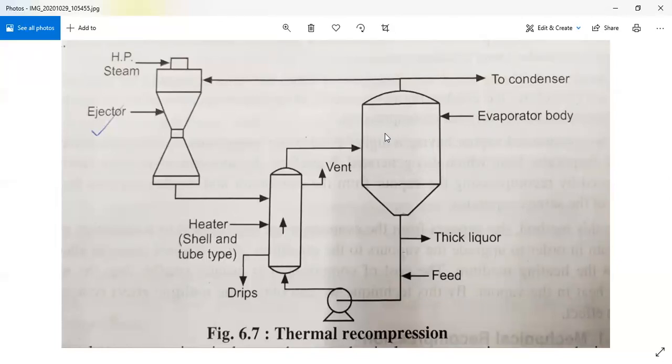So in this assembly also we are using only a single effect evaporator, the forced circulation evaporator, that is, a shell and tube exchanger and centrifugal pump assembly. And if you are going to use a steam jet ejector for increasing the temperature and pressure, then it is called thermal recompression. If you are using the compressor, then it is called a mechanical recompression system. So these are the two recompression systems under vapor recompression, where we can increase the economy of an evaporator.